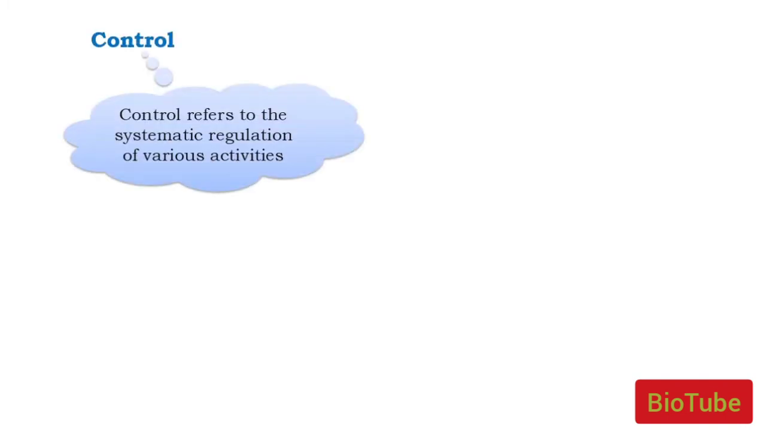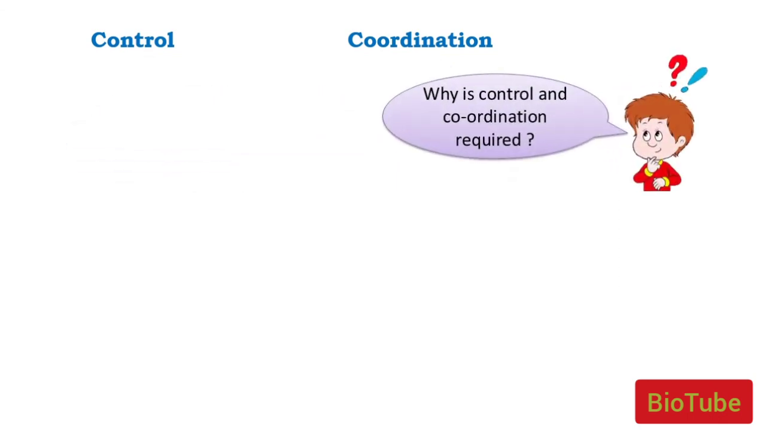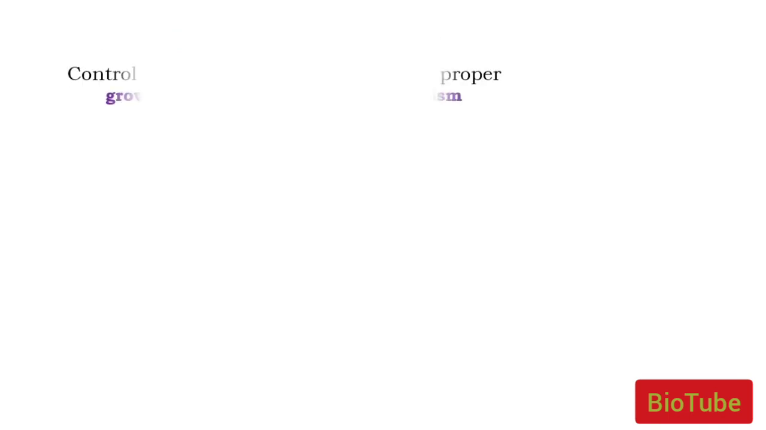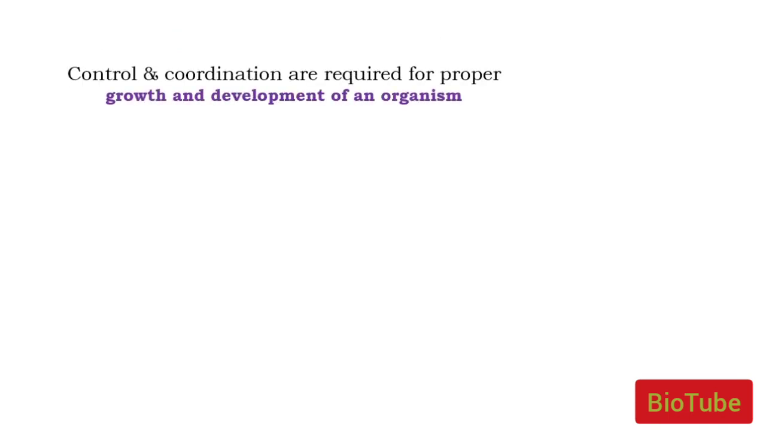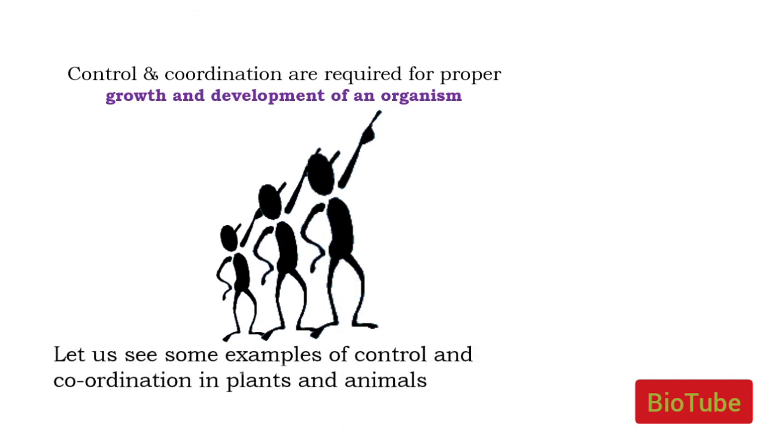So control refers to the systematic regulation of various activities, and coordination means the orderly execution of the activities. So why are control and coordination required? Control and coordination are required for the proper growth and development of an organism. So it is necessary for the proper development and growth of any organism.